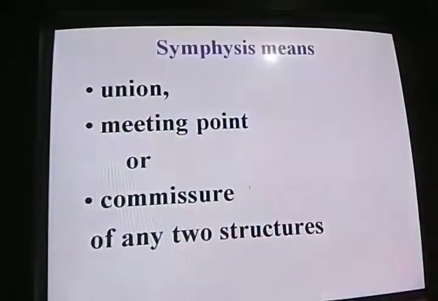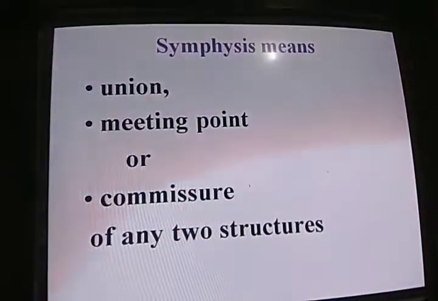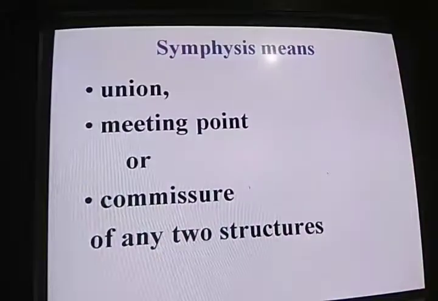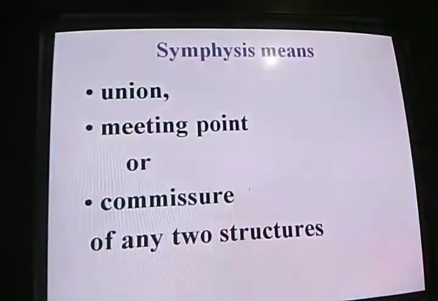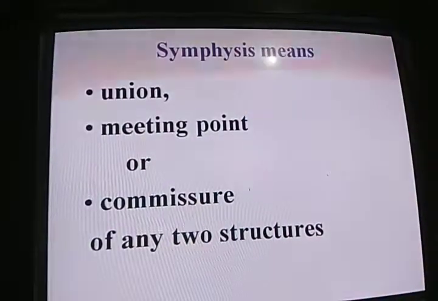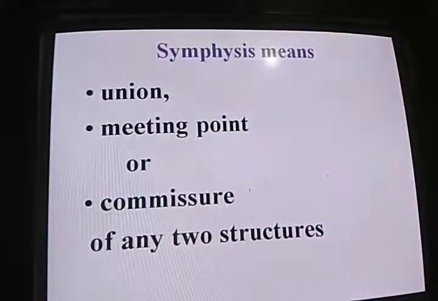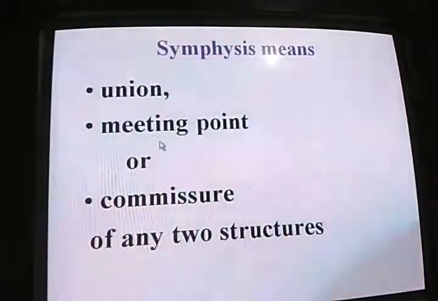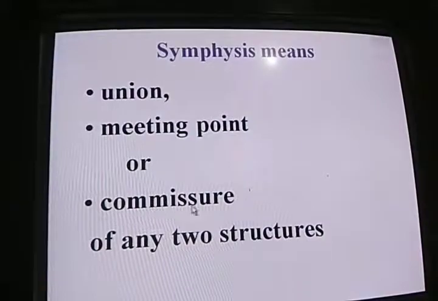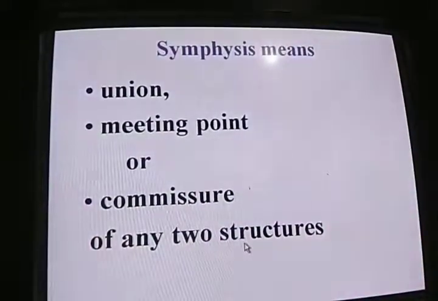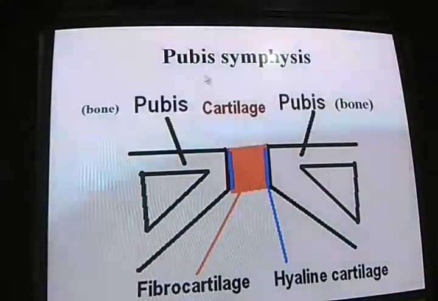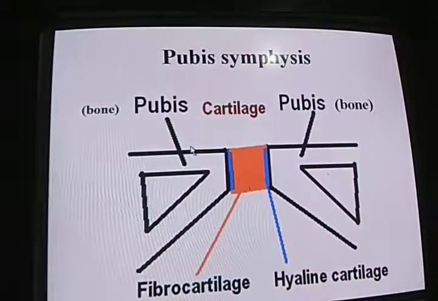Symphysis. This terminology is used for naming some joints, for example, pubic symphysis and symphysis menti. So, symphysis means the union, meeting point or commissure of any two structures. This is the example of the pubic symphysis.